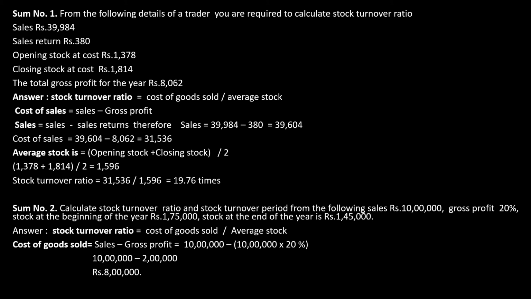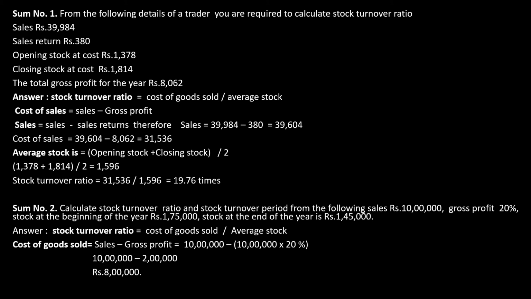We know the sales is given as 39,984. Then minus gross profit, given here as 8,062. So the cost of goods sold will be 31,536. For sales, you are given sales return, so to find out sales, you will minus sales return first. Sales is nothing but sales minus sales return. That is the net sales you should take. So the net sales will be 39,604. The gross sales will be 39,984, before the sales return. Is it clear?